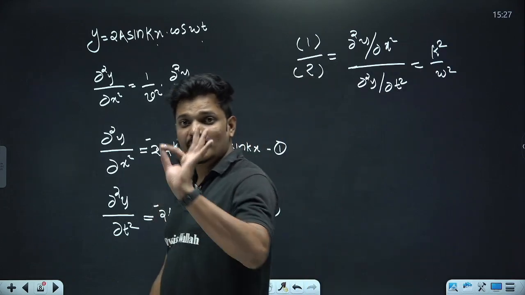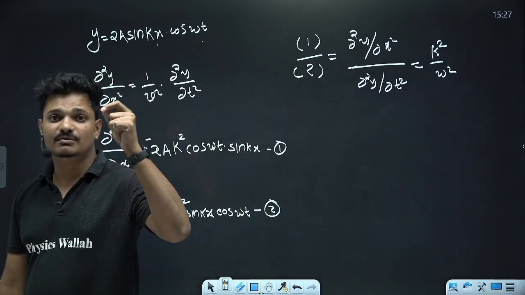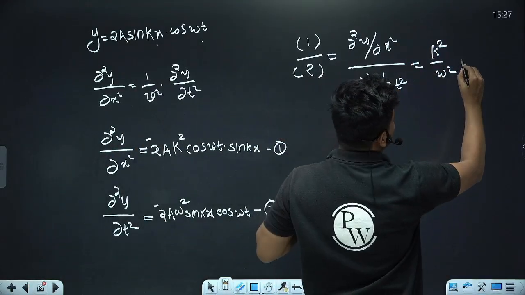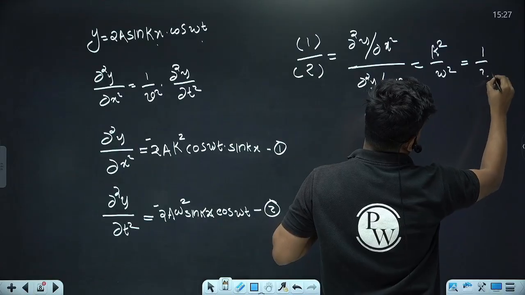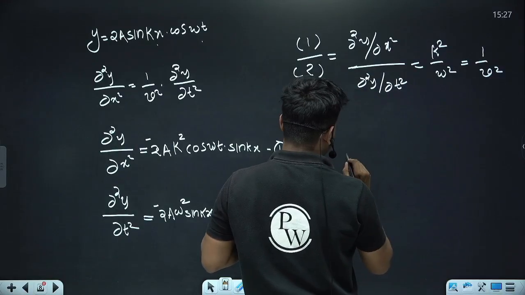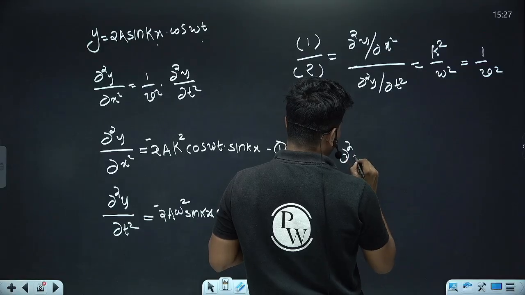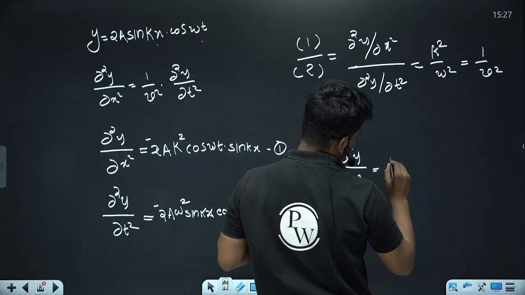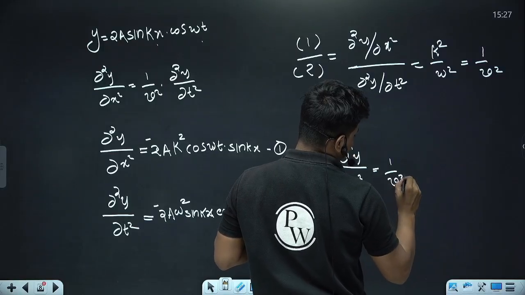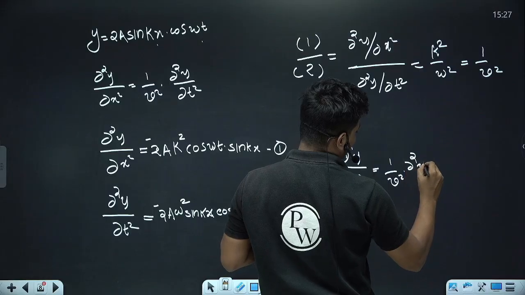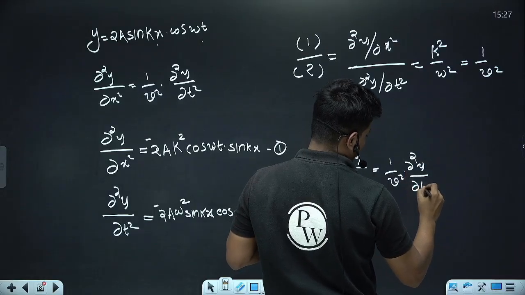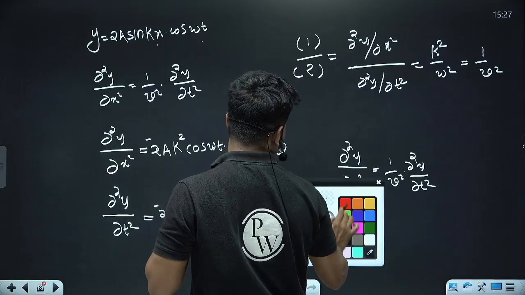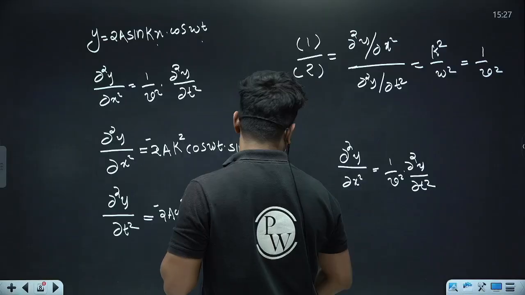So we know omega by k is v. V is the velocity of wave. So what is this one? This is 1 by v square. So our final expression is what? d square y by dx square is equal to 1 by v square into d square y by dt square. So that means it satisfies.